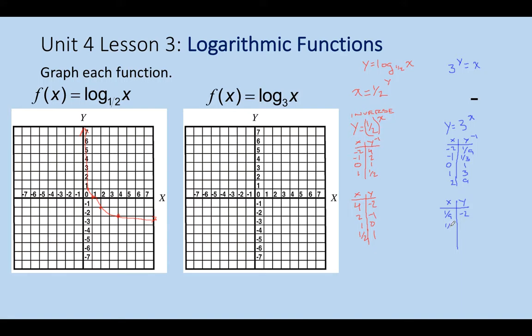When it's 1/3, I get -1. 1 would be 0. 3 would be 1. 9 would be 2. And I've got a table of values that I can graph over here. 1/9 would be -2. So that's right about there. 1/3 would be -1. 1 would be 0. 3 is 1. And 9, which would be way out here, would be 2. And you can see the log function getting graphed right there.